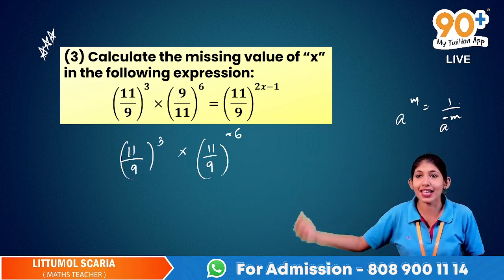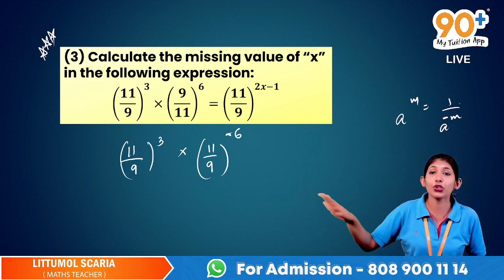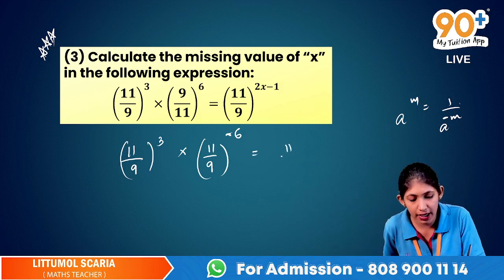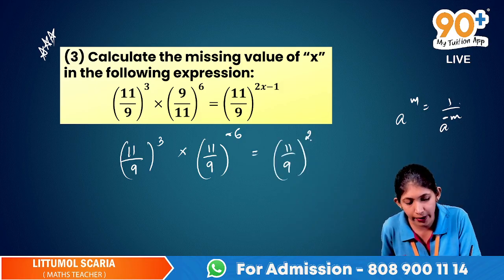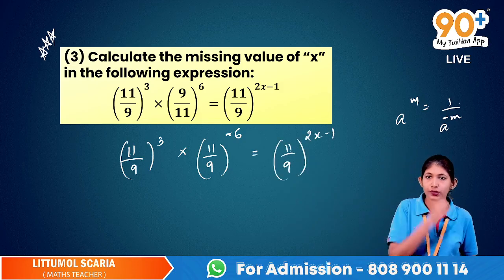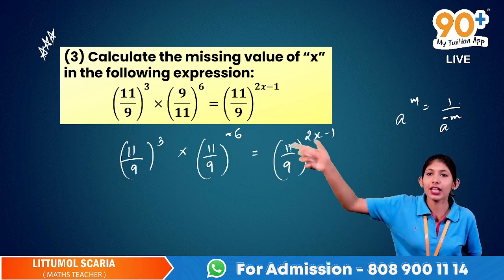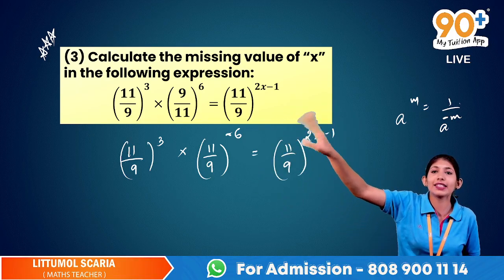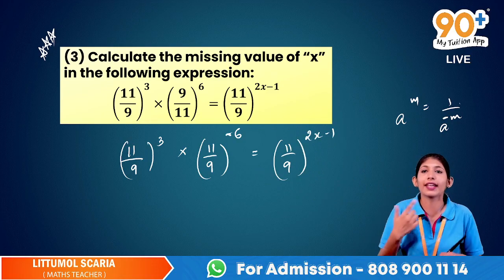So what happened to the power or the exponent? Yes, its sign has changed from positive to negative. Now it is 11 by 9 whole to the power 2x minus 1. So the same base, we take the reciprocal and the sign of the exponent gets reversed.